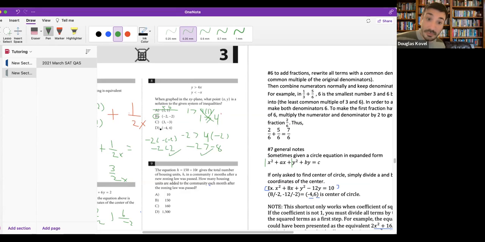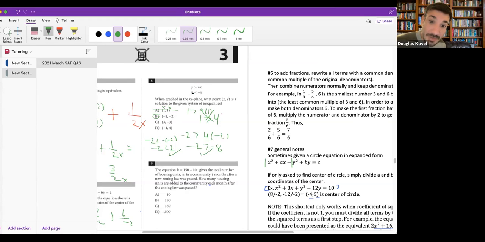And again, it's really important that you plug into both, because to take an example, if you look at choice D, if I were to plug in 4 for y and -4 for x, I actually would get a true statement for the top one, right? Because a positive number 4 is bigger than a negative number, -16.